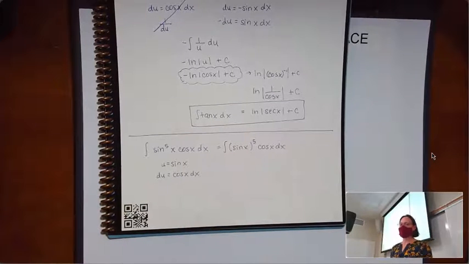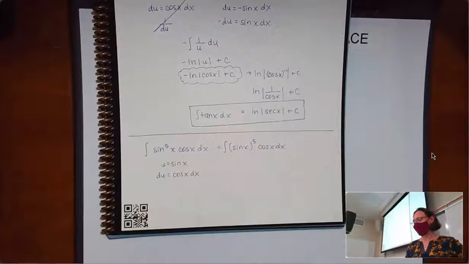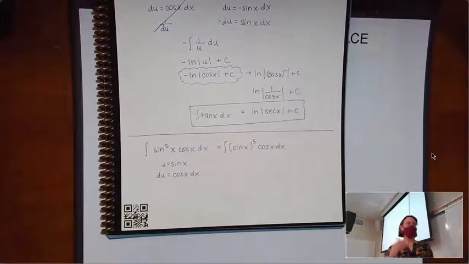And I will once again give y'all a minute to try that on your paper. Make the substitution and then finish off the antiderivative.